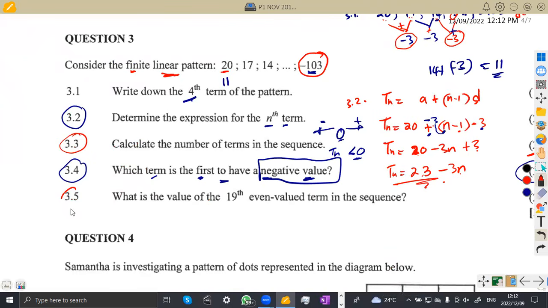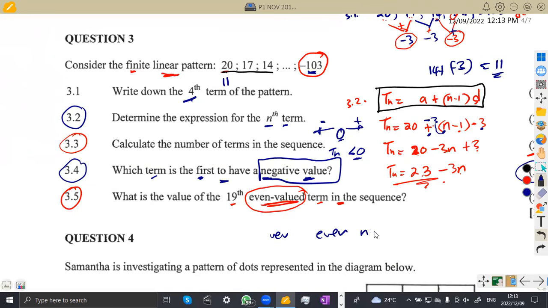In 3.5, we are now given: what is the value of the 19th even-valued term in the sequence? So we are working with the even numbers. For this type of expression, it depends on the way that you're going to work it. We can go back to the normal way that we used here to obtain Tn. Remember this was the formula that we used to find Tn for a normal expression. But now it's no longer a normal expression because the even-valued numbers are the ones that we are working with.